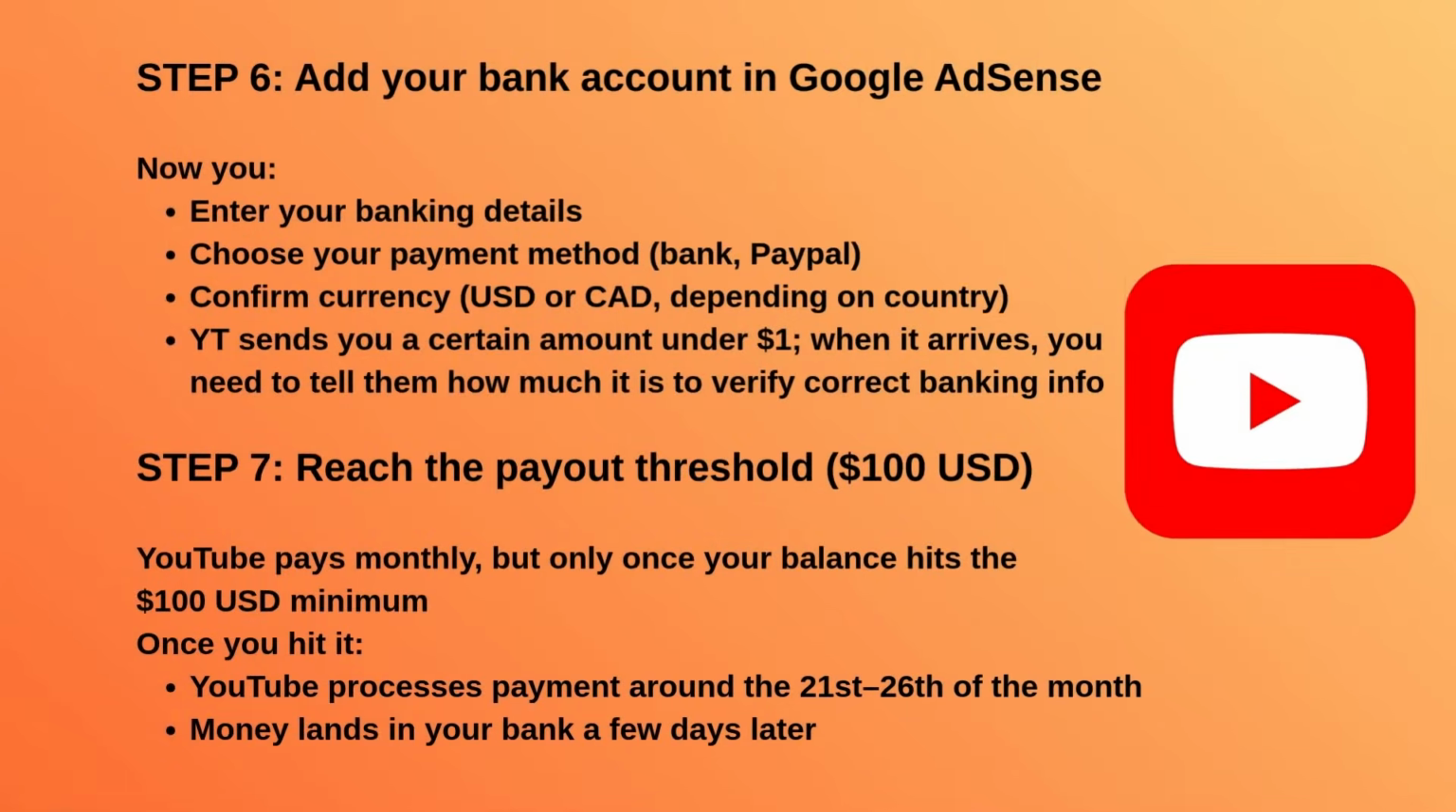So now that your address is verified and now that your banking information is verified, all you need to do is step 7, which is reach that $100 US threshold. Once you hit $100, then YouTube will start putting the money that you've earned directly into the payment method of your choice. YouTube pays out once a month around the 21st to the 26th of the month, and that money lands in your bank account 1 to 3 days later. So I hope that shows you that being monetized does not mean that you're getting paid yet.